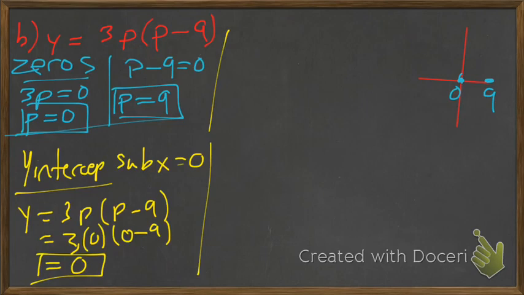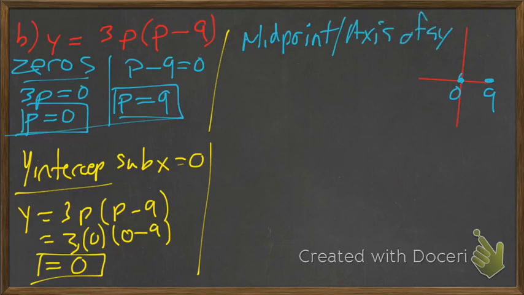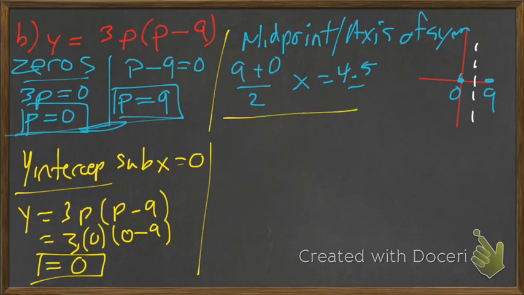To find that value, we're going to have to find our midpoint first. Midpoint, that looks nothing like midpoint, sorry. Which is also called the axis of symmetry. So we're going to take our two zeros, 9 plus 0, divide that by 2. So x will be equal to 4.5. So that midpoint value is going to be right here. Whether it opens up or down, y-intercept is 0. Well, let's find out.